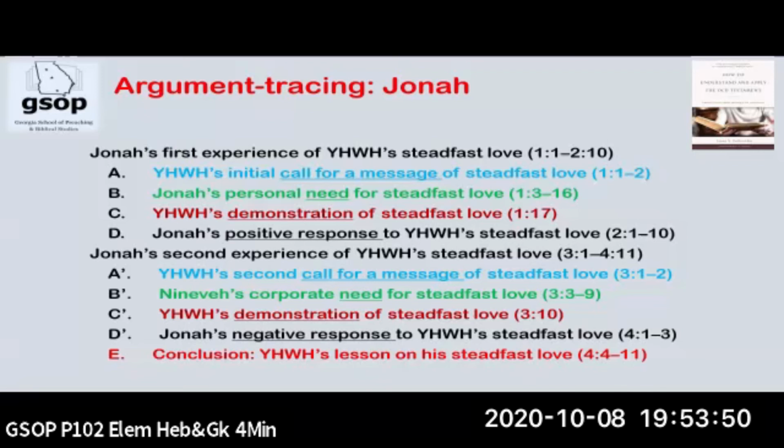And so in the second parallel, C prime, God's demonstration of steadfast love once again comes, in chapter 3, verse 10. When God saw their deeds, that they turned from their wicked ways, God relented concerning the calamity which he had declared he would bring upon them, and he did not do it.